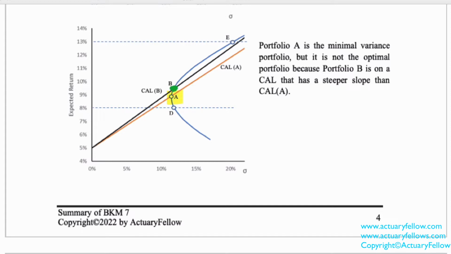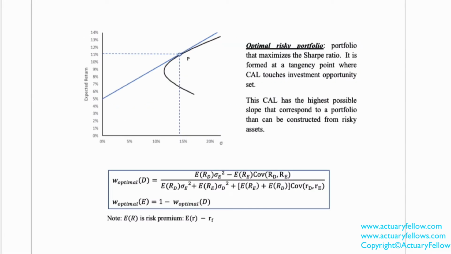Remember, we want a CAL with the highest slope possible, so we have the highest Sharpe ratio as discussed in BKM 6. The optimal risky portfolio is at the point where CAL is tangent to the opportunity set. It's point P on the graph. It has the highest slope for the CAL and maximizes the Sharpe ratio.